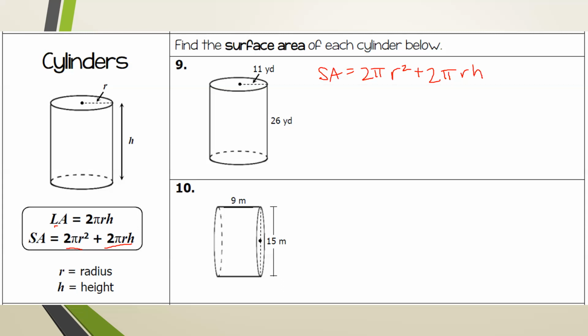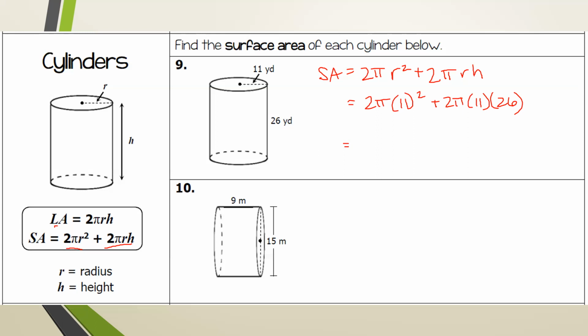So here, the radius is 11. So I'll say 2 pi times 11 squared plus 2 pi times 11 times the height. The height is the distance between the bases, which is 26. I'm going to enter that all in my calculator. You can enter it in one step if you want. Remember to use the pi symbol on the calculator.